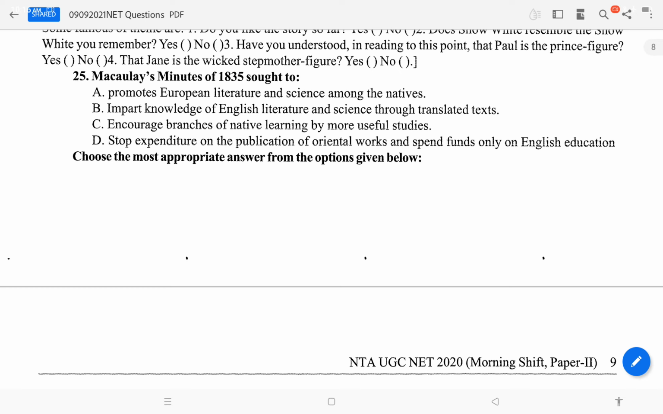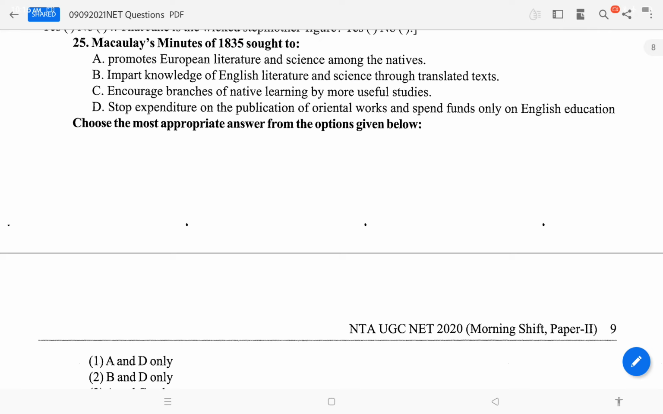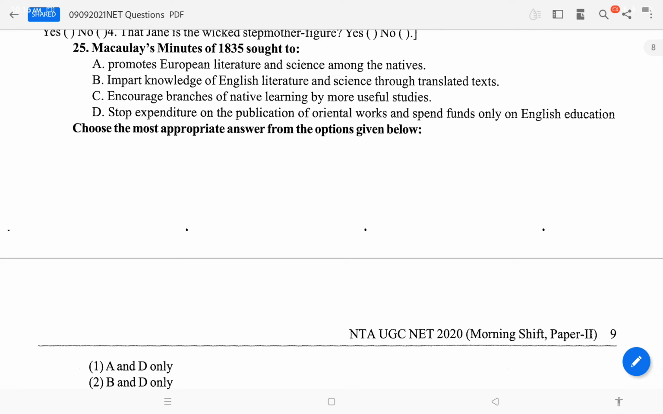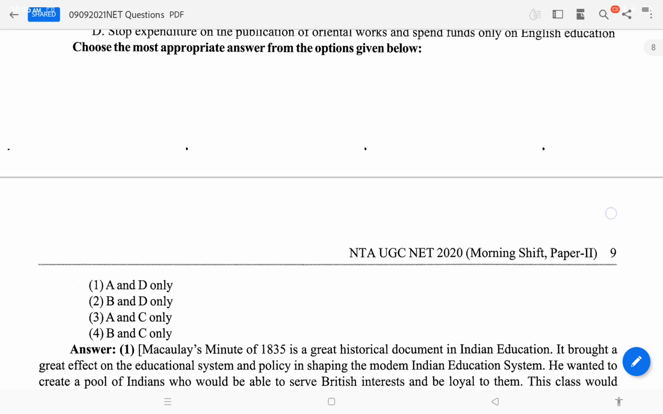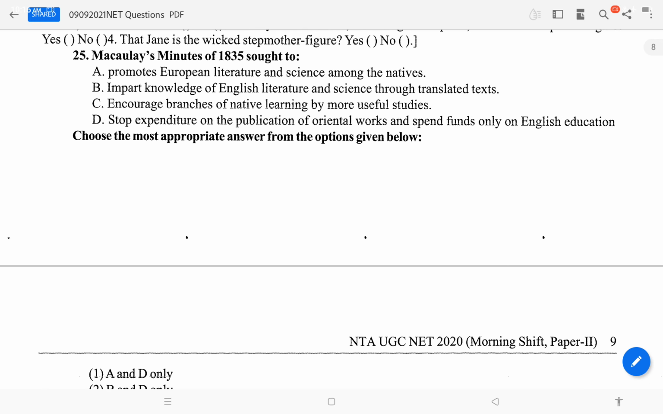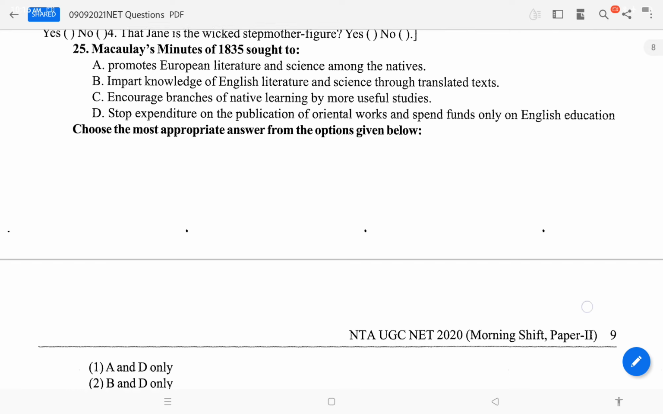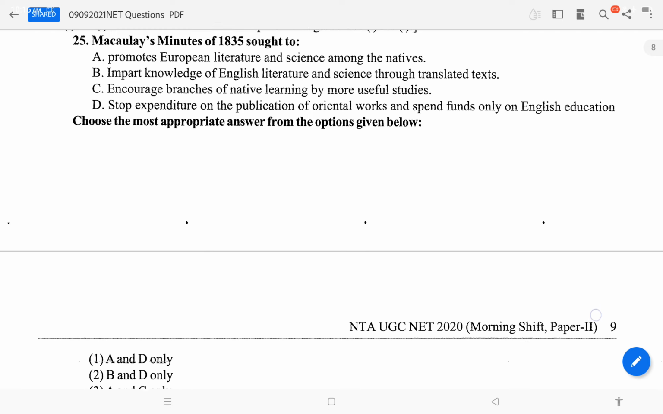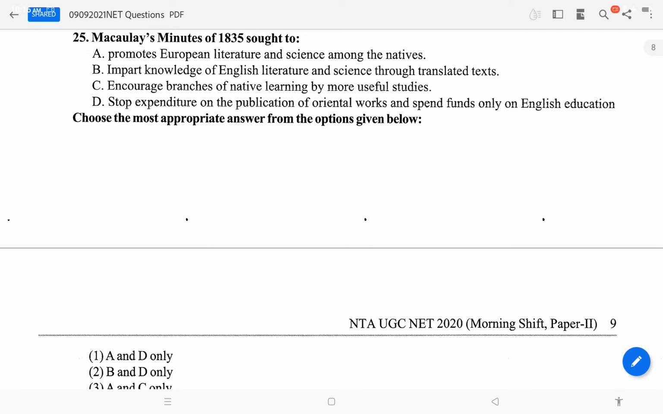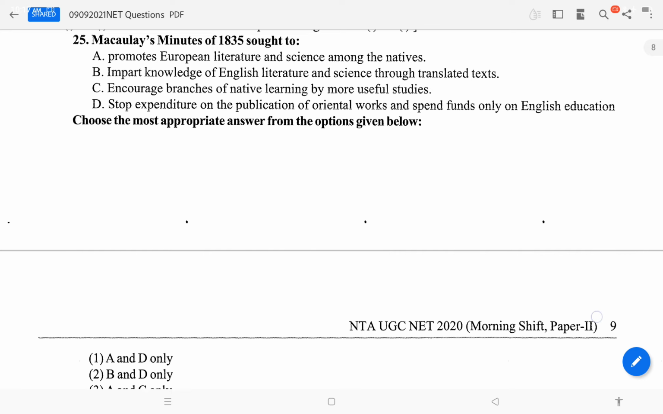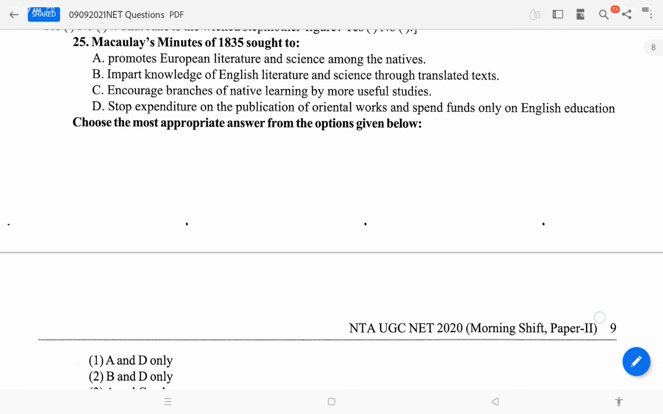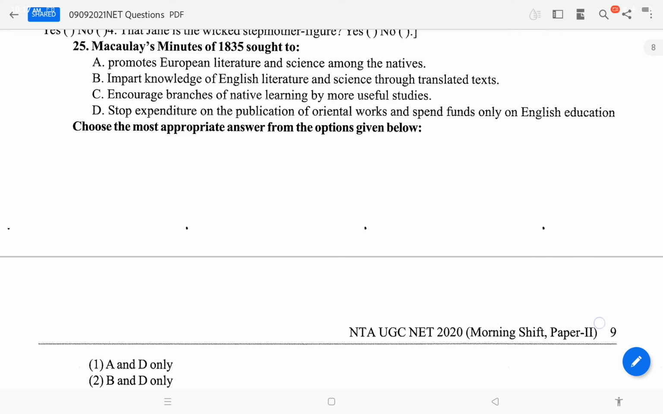So let's start. The question I had left is Macaulay's Minute of 1835. Our answer will be A and D. I will only take the answers so that I finish in less time. A and D mean: promotes European literature and science among the natives, and stops expenditure on the publication of Oriental books and spends funds only on English education.